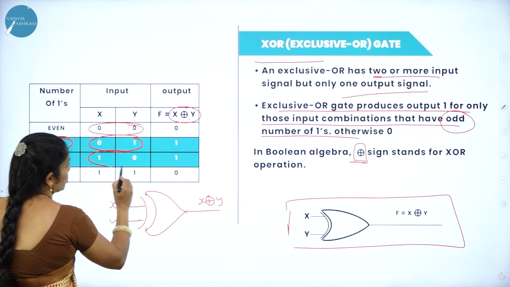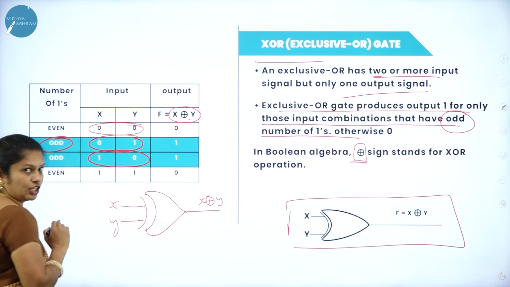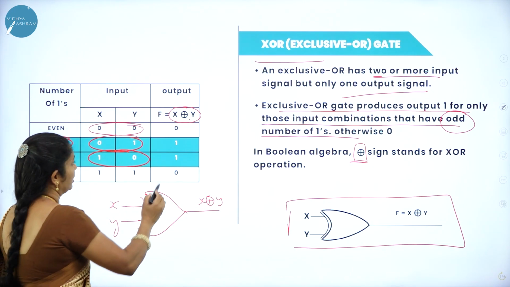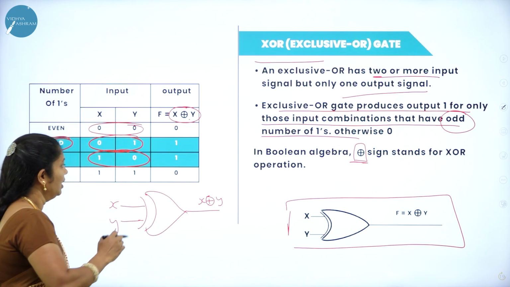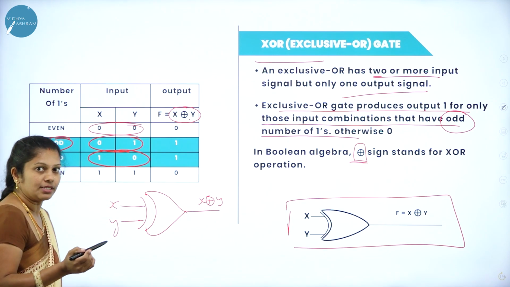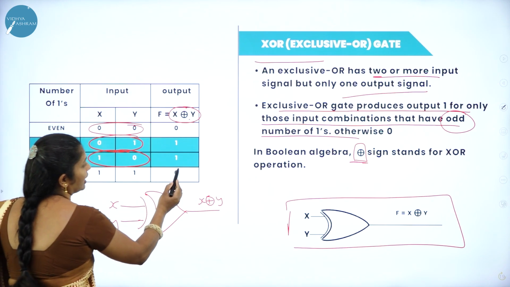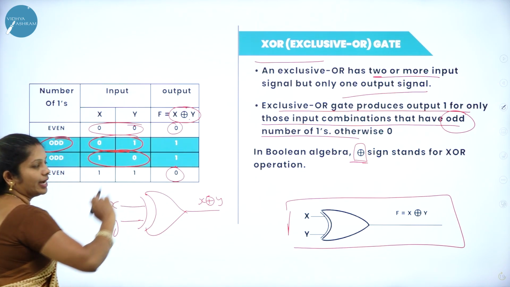In the third case also, we have 1 as well as 0. You have to count how many times 1 is there. Only 1 time. That is odd. That's why the output becomes 1 here. See the last case, how many times 1 do we have here? 2 times. 2 means it is even. For even you have to write 0. For odd you have to write 1.